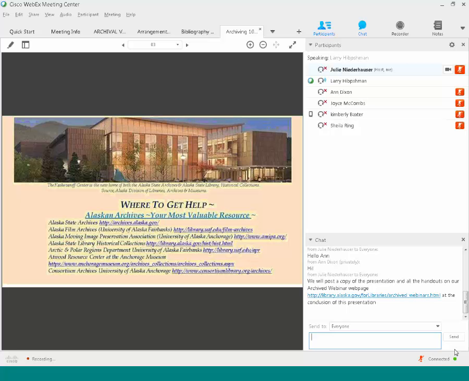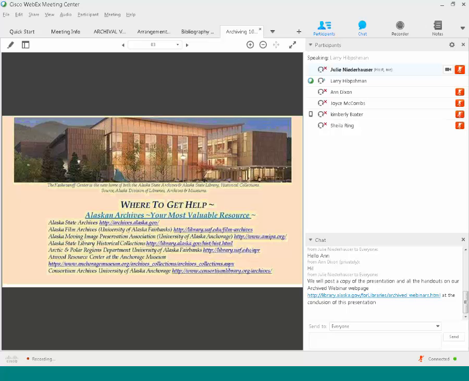Actually, Alaska has two film archives. The University of Alaska Fairbanks Rasmussen Library has a film archives. So does the University of Alaska Anchorage, called the Alaska Moving Image Preservation Association, which is also located at UAA. Additionally, UAF and UAA have archives that collect all formats, and both of them are worthwhile, and both of them have people who can help.